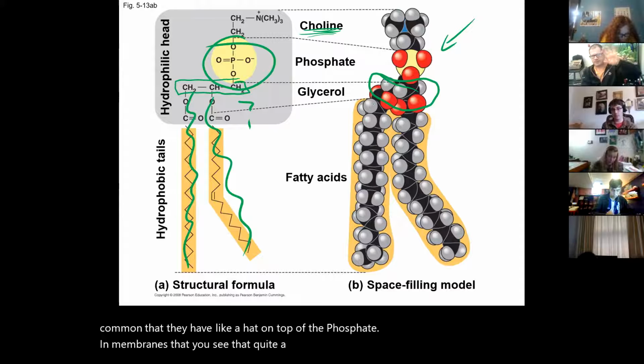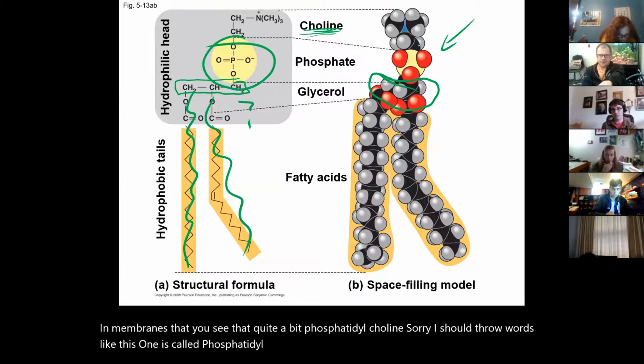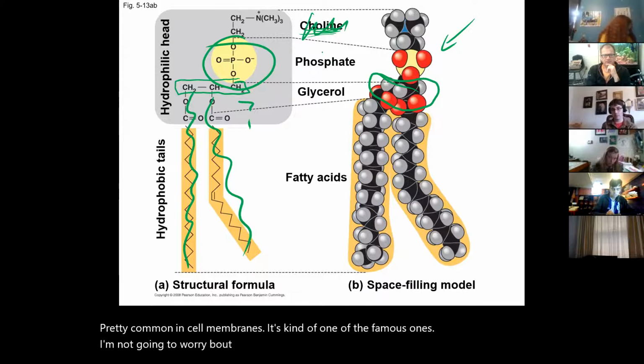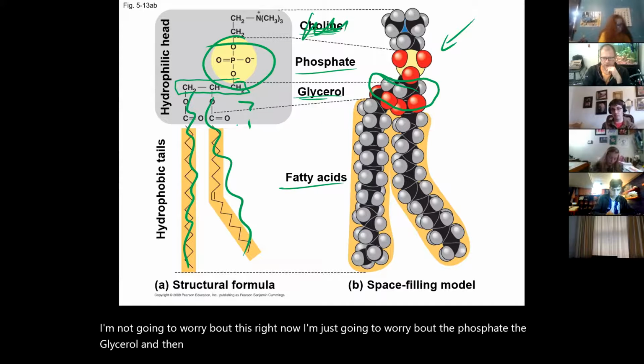One is called phosphatidylcholine, which is pretty common in cell membranes. It's one of the famous ones. I'm not going to worry about this right now. I'm just going to worry about the phosphate, the glycerol, and then the fatty acids. So let's try drawing that.